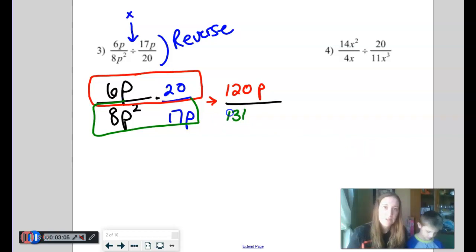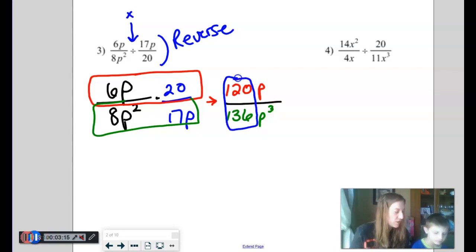But since I'm using a calculator, I'm not really that worried about it. Now we have p to the 2nd plus another p. So we have 3 p's there. All right, now what I need to do, Logan, is I need to reduce this coefficient. Can you type 120? And then divide by 136.